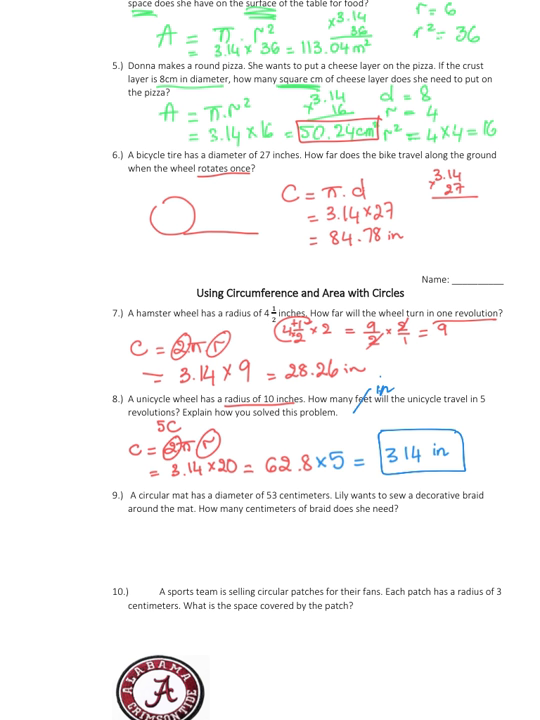A circular mat has the diameter of 53 centimeters. Lily wants to sew a decorative braid around the mat. So how many centimeters of braid does she need? So around the mat means it is the distance around the circle, which is the circumference. And they're giving you the diameter, so we use the formula that has diameter, pi times diameter.